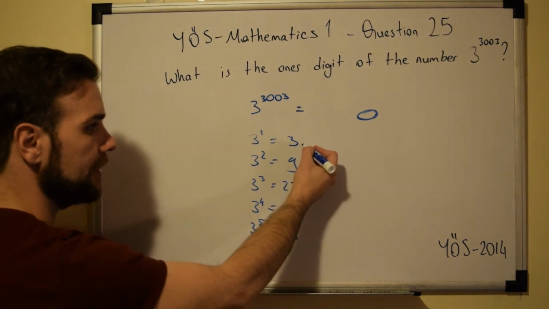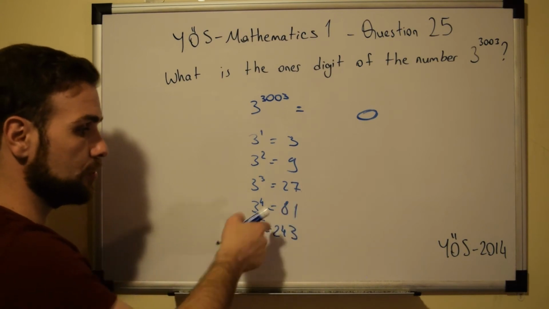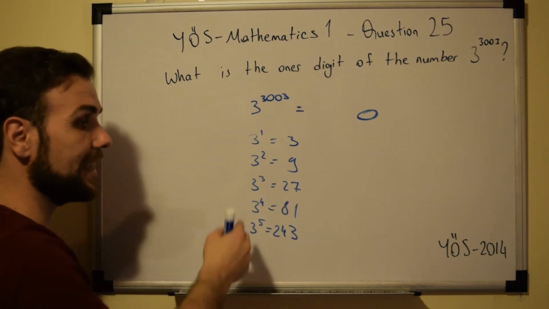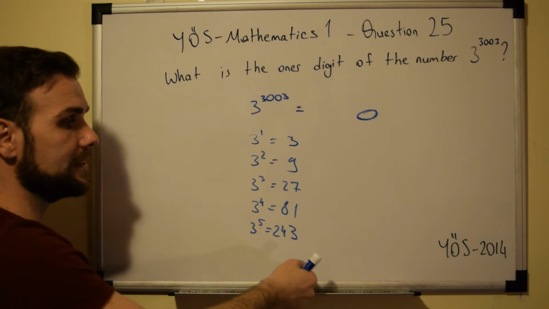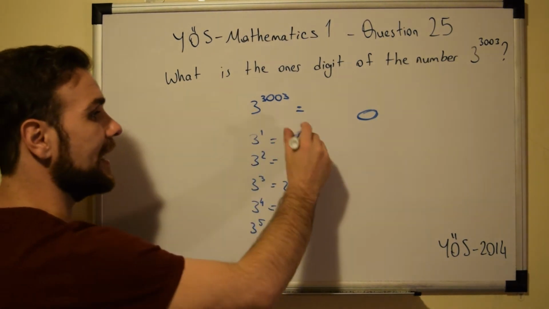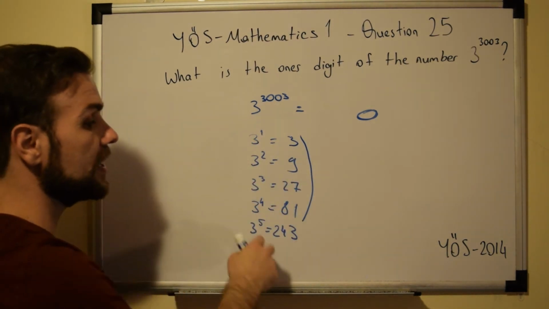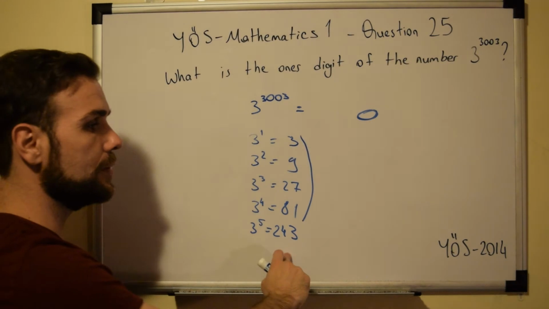We have a trend: 3, 9, 7, 1. After that it starts to repeat itself. So be sure that after that every time you will have this trend, 3, 9, 7, 1, 3, 9, 7, 1. So after finding this trend, I can see that every four exponents the units start to repeat itself.